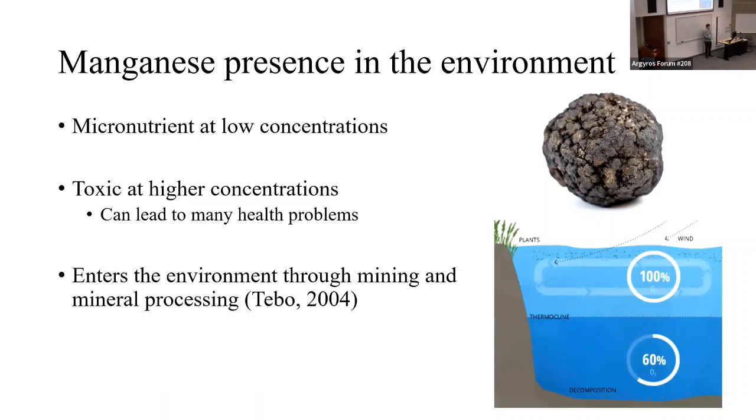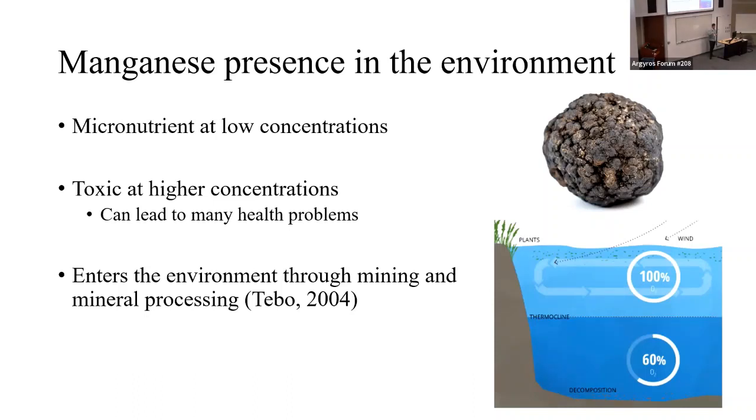As previously mentioned, manganese is a micronutrient at lower concentrations, but also can be toxic at higher concentrations, and it can lead to a variety of adverse health effects. As we mentioned, it enters the environment in a few different ways. A couple of examples are mining and mineral processing. Pictured on the right side is a manganese nodule. It's comprised of iron oxides and manganese oxides, and this particular one formed at the bottom of the seafloor. And as I mentioned earlier, I will be talking in the context of groundwater.